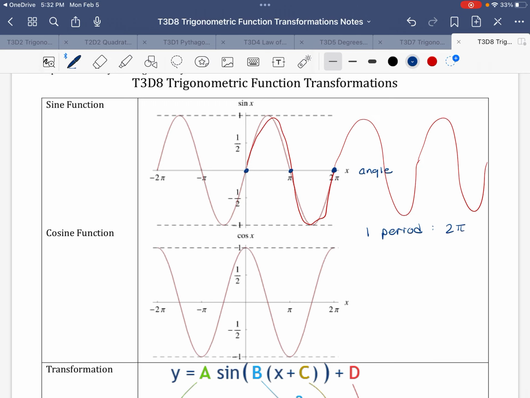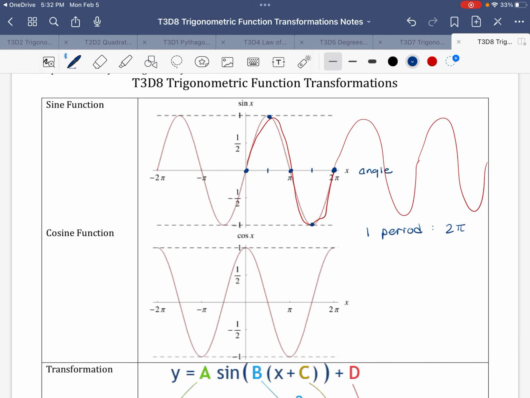In between the 0 and the first halfway point, if we go to half again, we make it to the very top. That's our maximum. And then in between the halfway point and 2 pi, it makes it down to our lowest point.